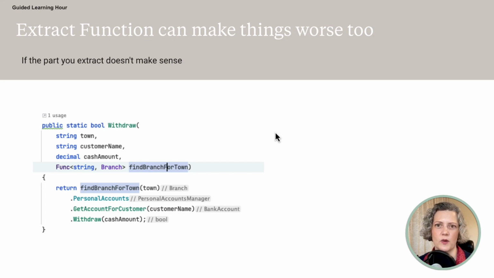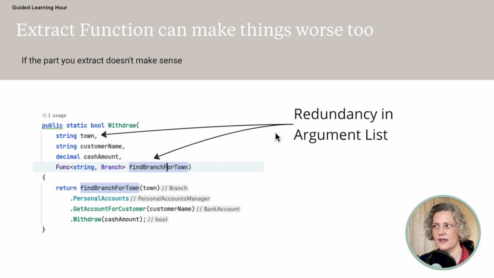And I noticed one pair made a mistake with one of the extract methods, and they ended up with a signature looking like this. The first line of the implementation finds a branch for a town using two of the arguments that were passed in: the function find branch for town and the town string. So you've got this strange argument list here, which has got these two redundant things.